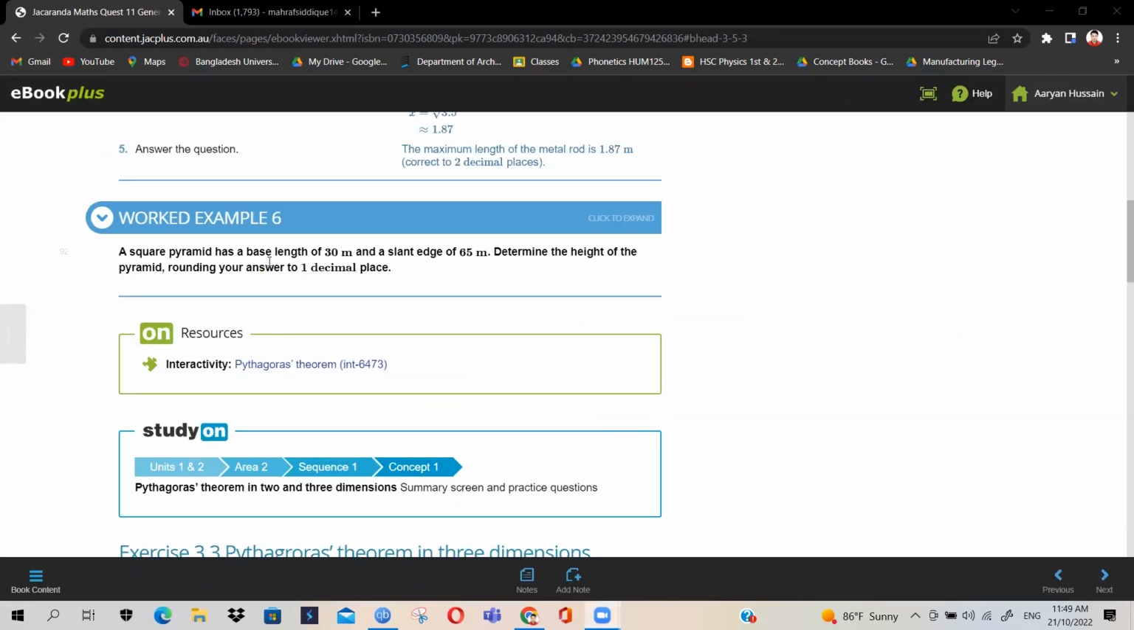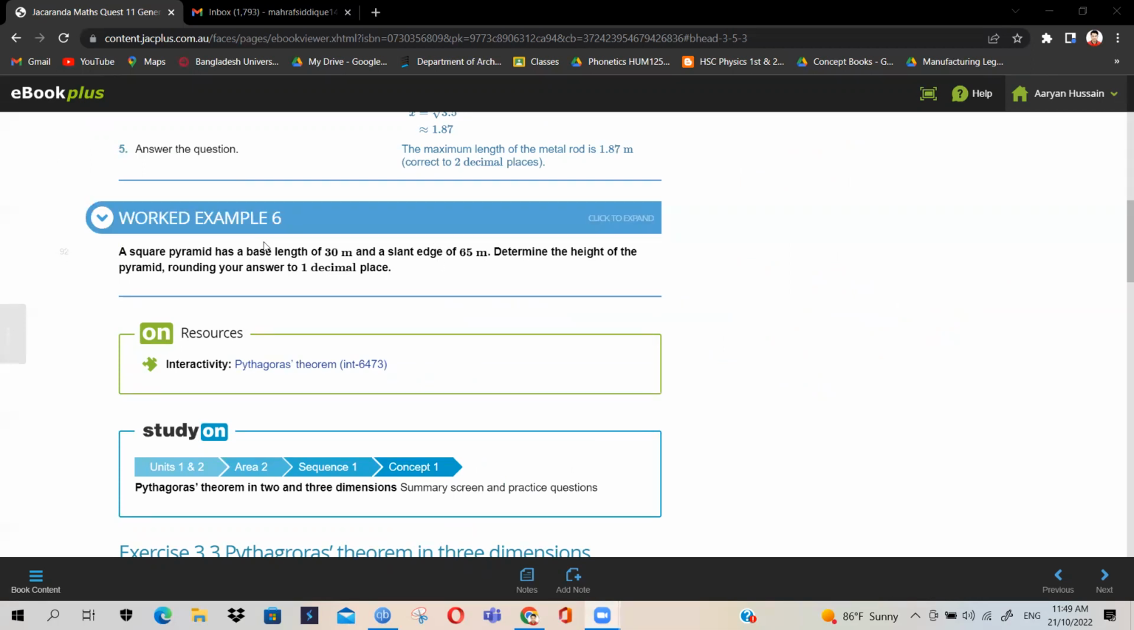A square pyramid has a base length of 30 meter and a slant edge of 65 meter. Determine the height of the pyramid, rounding your answer to one decimal place. So it will be 65 squared minus 30 squared, right? As you can understand.